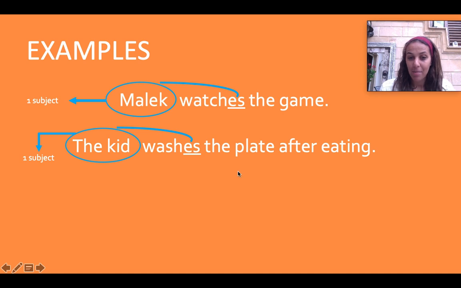The last example says, the kid. Again, the kid is only one person, so I have to add something at the end of the verb to make it singular. So therefore, I would say, the kid washes the plate after eating. And you're going to notice since the verb is ending with SH, it has to take ES at the end of it.